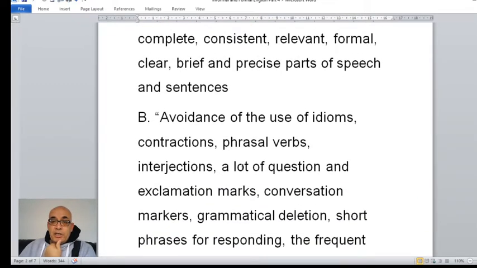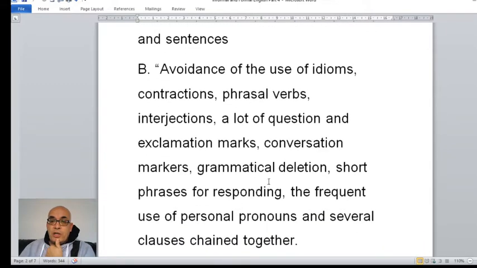Formal English, it means avoidance of idioms. I don't use idioms. I will explain idioms later on. Contractions, we don't use contractions. So we don't use idioms in formal English. We don't use contractions. We don't use phrasal verbs. We don't use interjections. We don't use a lot of question and exclamation marks. We don't use a lot of conversation markers. We don't use a lot of grammatical deletion. We don't use a lot of short phrases for responding.